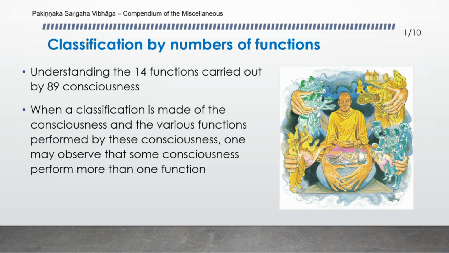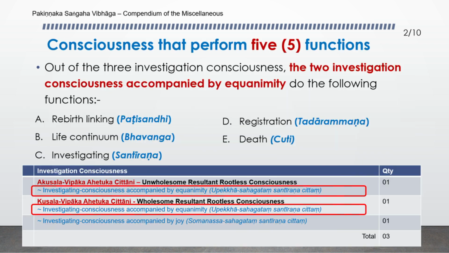Okay, let me remind you, some of these are repetition. This consciousness repeats, doing over again. So we are going to see what type of it happens. So we are going to state consciousness that perform 5 functions. So out of the 3 investigation consciousness, the 2 consciousness accompanied by equanimity do the following function.